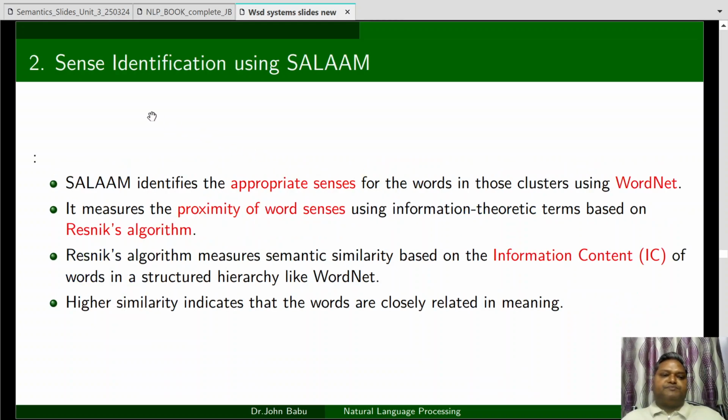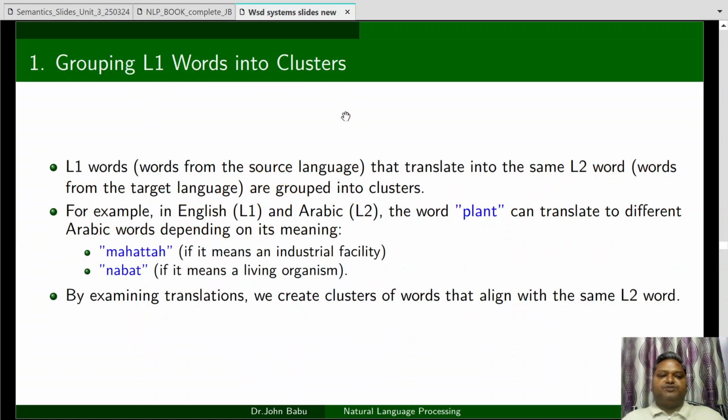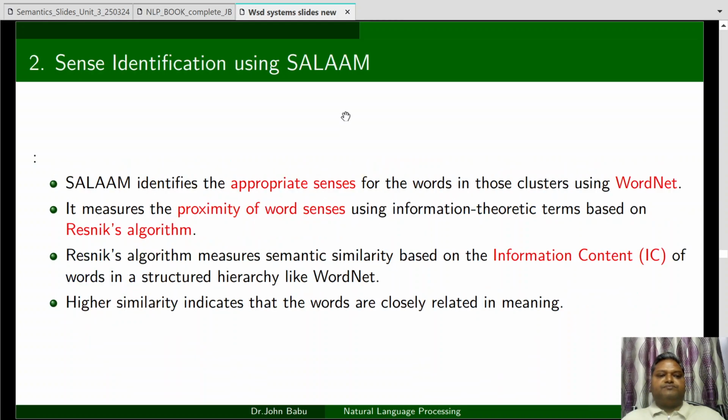So this is the first step, grouping L1 words into clusters. Then the second step is sense identification using SALAAM. SALAAM identifies appropriate senses for the words in those clusters using WordNet. It measures the proximity of word senses. In the last class, we have seen how we measure the proximity or the distance. And Resnik has proposed a semantic similarity measure known as information content, which is the logarithm of the probability of the occurrence of the words. And high similarity means the words are very closely related in meaning.